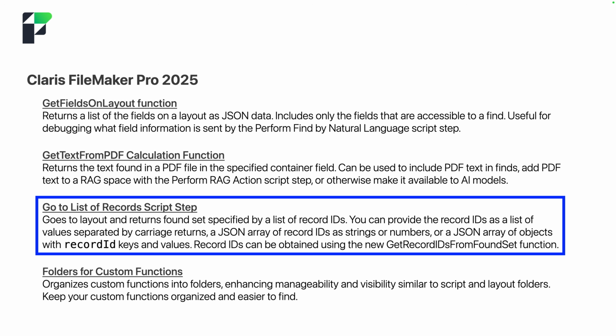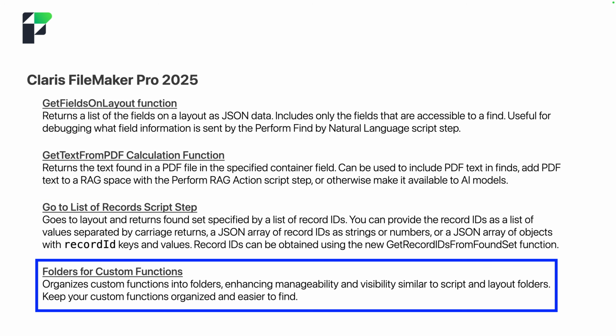Next, we have a script step which will prove to be a possible game changer in certain scenarios, especially if you are a developer that continuously finds themselves having to store custom found sets. So a customized found set can be acquired using the function getRecordIDs from found set, stored in your system, and then later recalled using the script step goToListOfRecords script step. This takes what was once a very difficult and tedious process and makes it very easy by comparison.